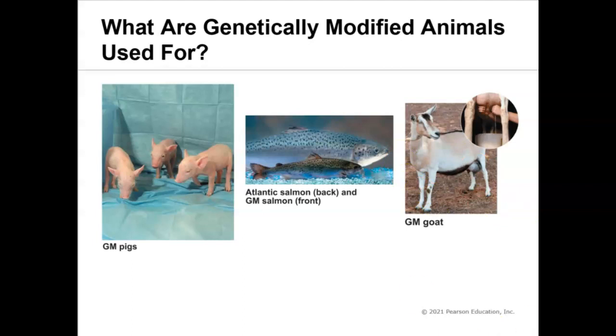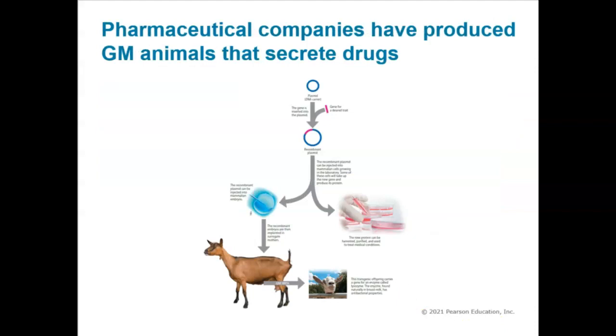And so looking more specifically at this goat example, pharmaceutical companies have produced GM animals that secrete certain drugs. Once again, we're going to start out with a plasmid and our desired gene. We're going to cut the gene from the chromosome, cut open the plasmid, insert that gene into the plasmid, and now we're going to have a recombinant plasmid.